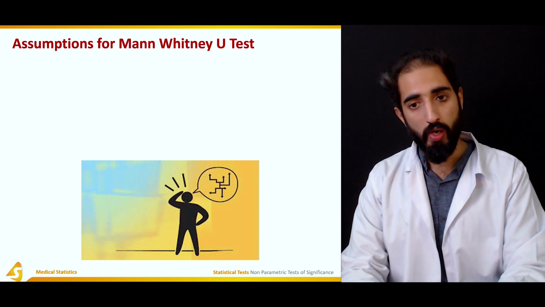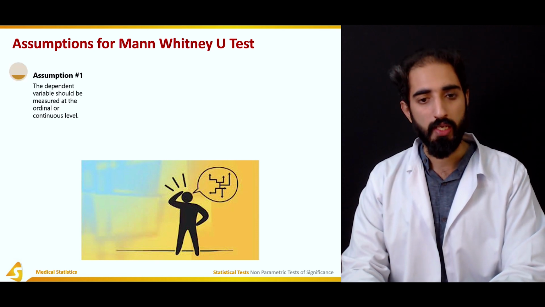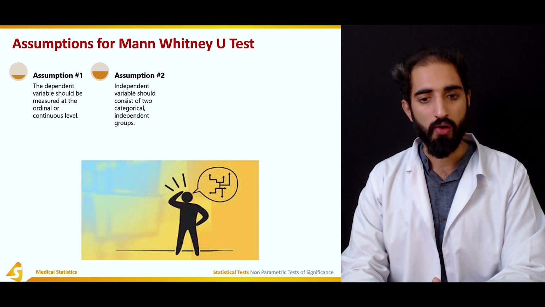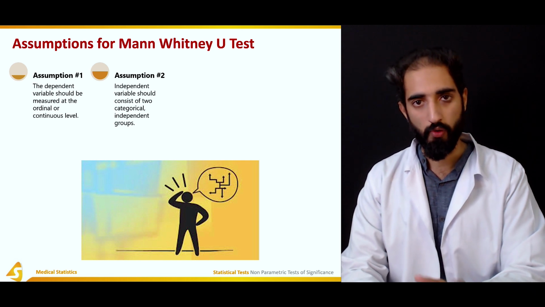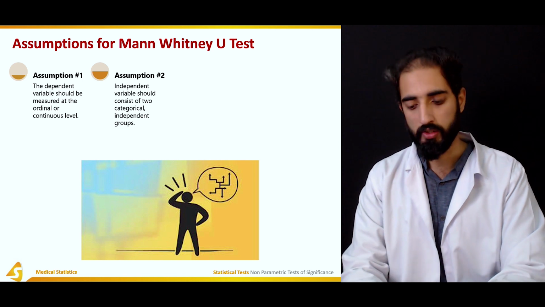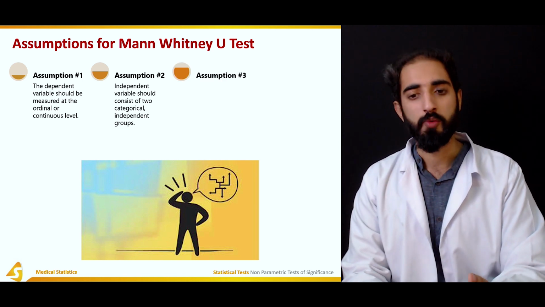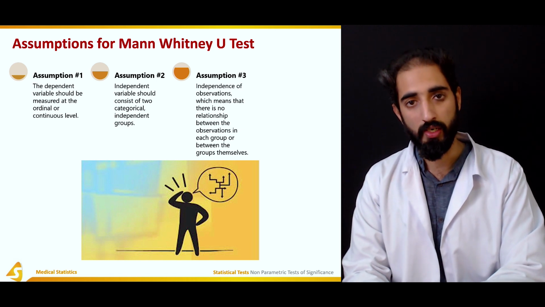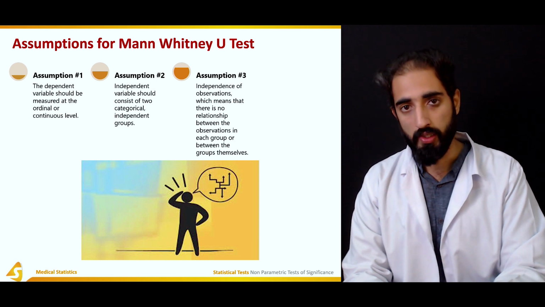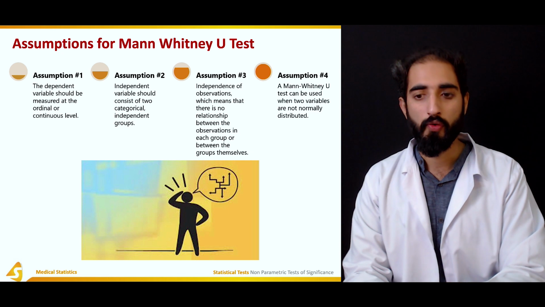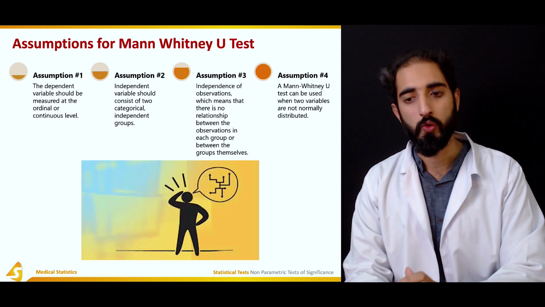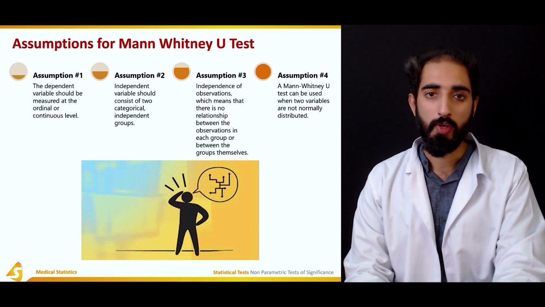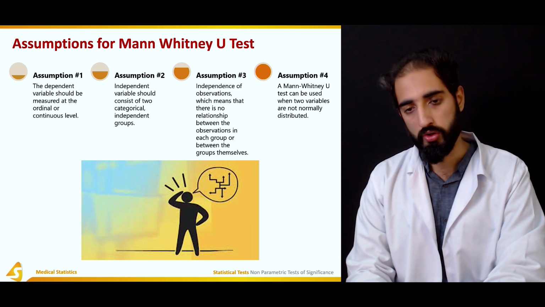And what are the assumptions for the Mann-Whitney U-test? Number one, the dependent variable should be measured at ordinal or continuous level. Assumption number two, the independent variable should consist of two categorical independent groups, which means two categories, for example, group A and group B, or a control group and experimental group, and so on. Assumption number three, independence of observation, which means that there is no relationship between observations in each group, which is a similar assumption to the one for the independent t-test. And assumption number four, a Mann-Whitney U-test can be used when the two variables are not normally distributed, but for the independent t-test, it was mandatory that the normal distribution should have been there.